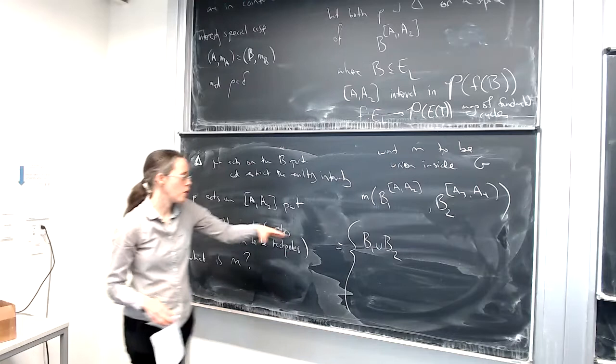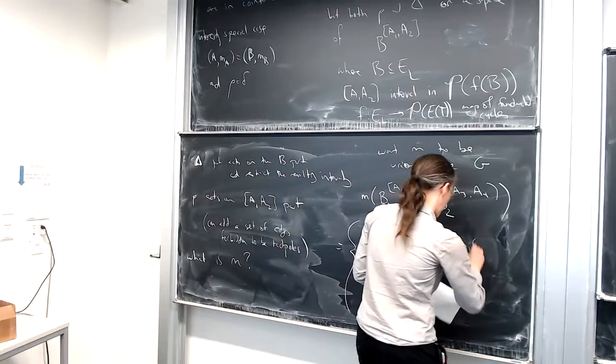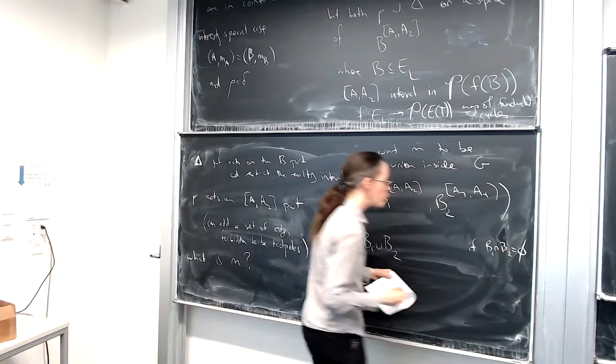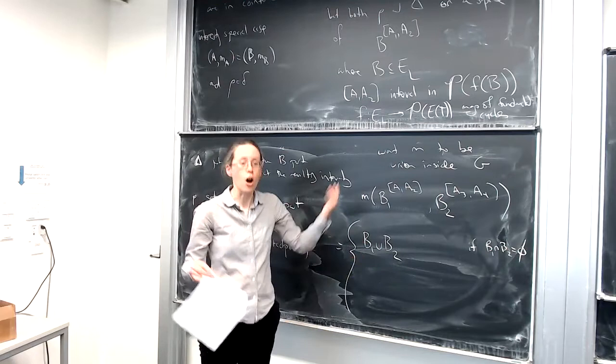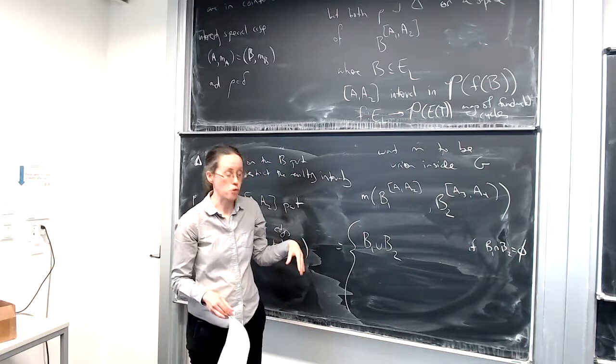So if B1 intersect B2 equals empty. Now notice this is not saying that the subgraphs defined by B1 and B2 are disjoint. They often won't be, but the sets of non-tree edges that are defining them should be disjoint. Otherwise I have some multiplicities and I don't want to go there.